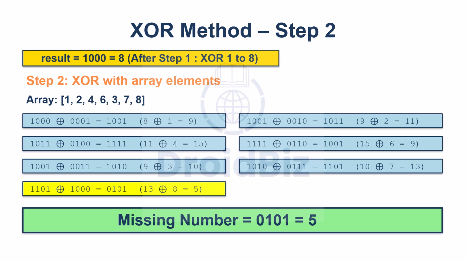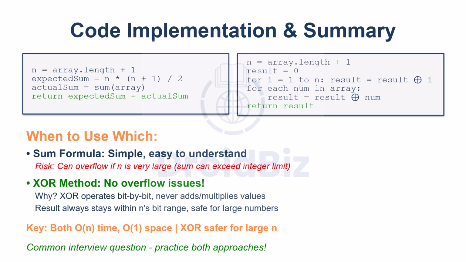Each number from 1 to 8 appears in both operations, once when we XORed 1 to 8, and once in the array, except for 5. The number 5 appears only once, in the range 1 to 8, but it's missing from the array. Because of the XOR property that a number XOR itself equals 0, all other numbers cancel out, leaving only 5. This is the elegant beauty of the XOR method. Let's look at the code implementation for both methods.